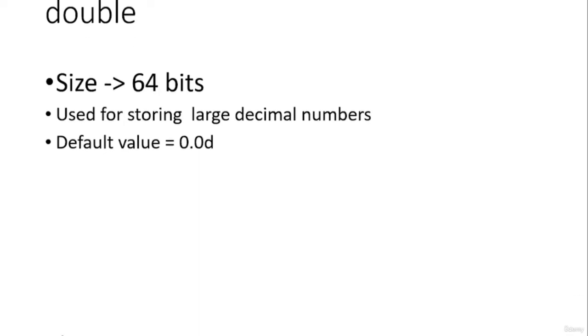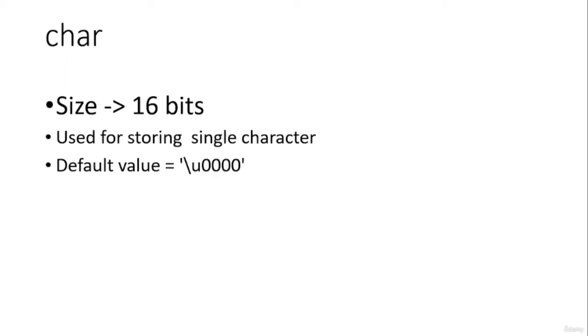The next data type which we will discuss is char. Char is a character data type. Its size is only 16 bits. It can hold only a single character literal, and its default value is \u0000, four zeros. This is called Unicode representation. If you print that value, you will see nothing on the screen, but it is the default value for characters.